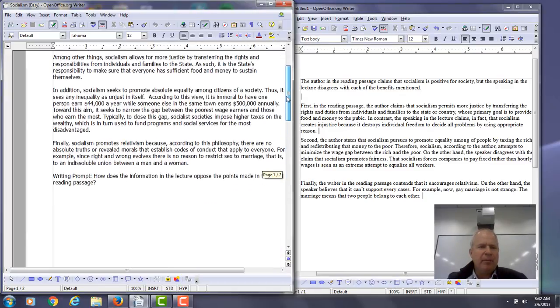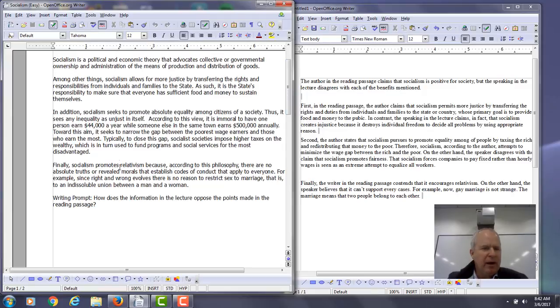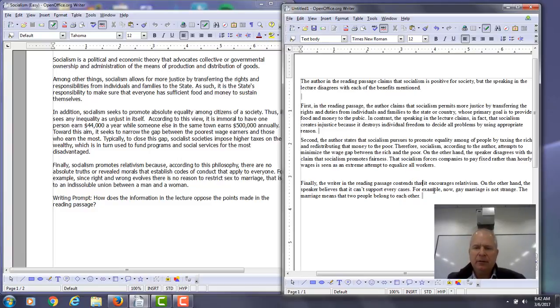Okay, let's look at the main point in the reading. So we have, finally, the writer in the reading passage contends that it, usually, when you're using a topic sentence, it's usually better, instead of using a pronoun, to actually use a specific noun in the beginning of that paragraph. So the writer in the reading passage contends that socialism encourages relativism.